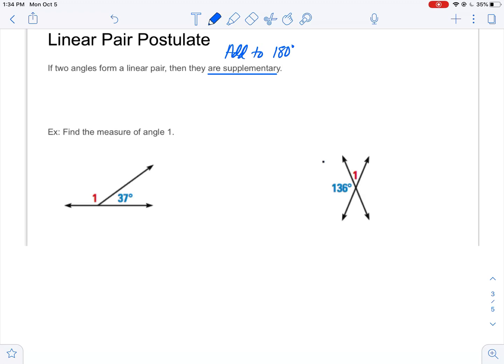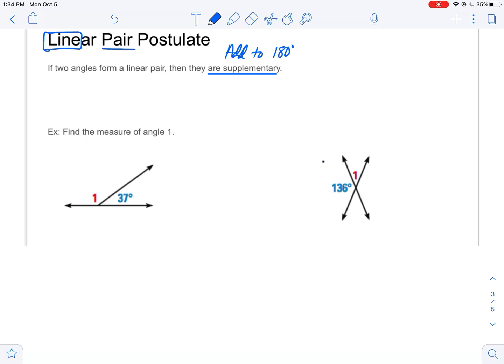The most important part is right here. We've got two more postulates. We have a linear pair postulate. Remember, that's a pair of angles that form a line. And our linear pair postulate says that two angles that form a linear pair are supplementary.